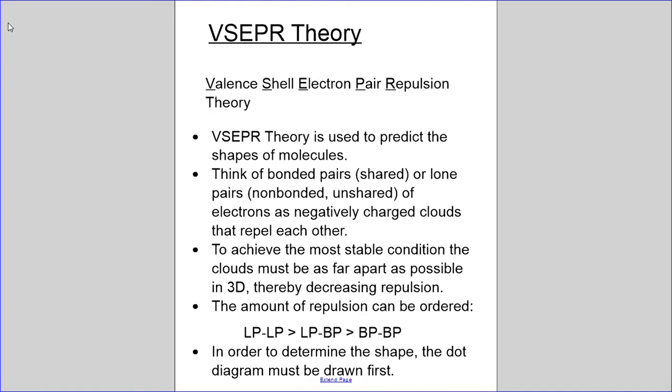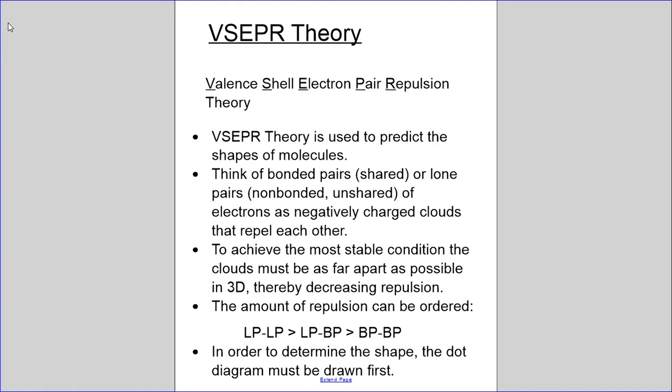So the amount of repulsion can be ordered, where the force of a lone pair group, two lone pairs that are connected together, would be greater than the force of a lone pair pushed against a bonded pair, and that force would be greater than two bonded pairs that are pushed against each other. So two bonded pairs or two covalent bonds would have the weakest amount of repulsion force, and a lone pair repulsion would have the strongest amount of repulsion force.